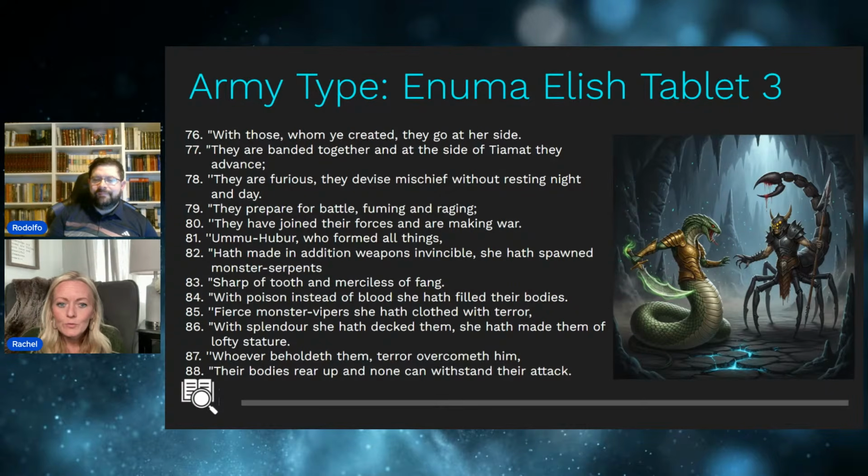Hubur, who formed all things, hath made in addition weapons invincible. She hath spawned monster serpents, sharp of tooth and merciless of fang. With poison instead of blood, she hath filled their bodies. Fierce monster vipers she hath clothed with terror. With splendor she hath decked them. She hath made them of lofty stature. Whoever beholdeth them, terror overcometh him. Their bodies rear up, and none can withstand their attack.